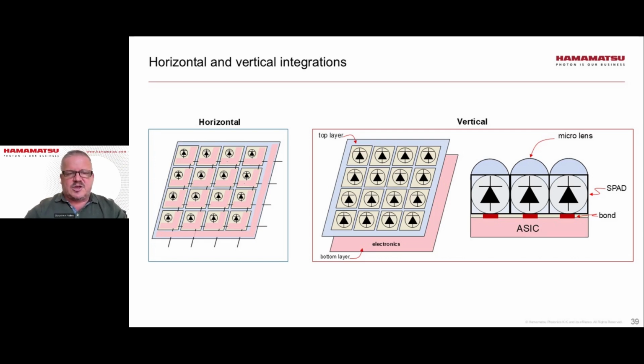Electronics integration in a SPAD array can be performed horizontally, which means the pink here represents the electronics. So you can have electronics in the pixel. You can have electronics outside of the pixels. This is known as horizontal integration. Another approach is to have a vertical integration, where we have two layers. The top layer is the one that is sensitive to light, and that top layer is then connected via bonds to a bottom layer, which contains the appropriate electronics, driving individual pixels and the whole array.